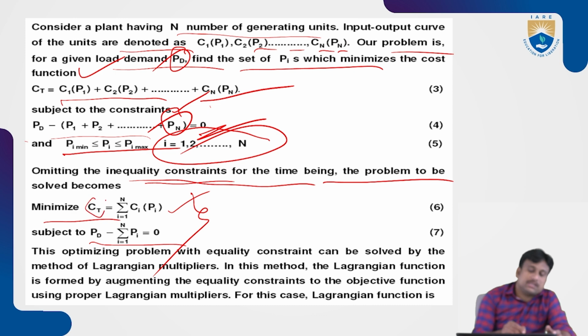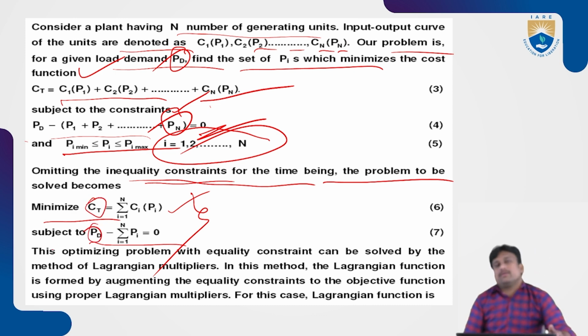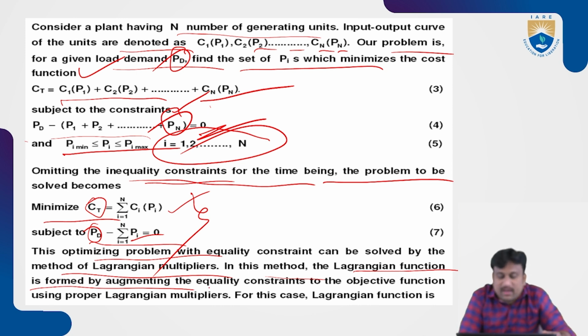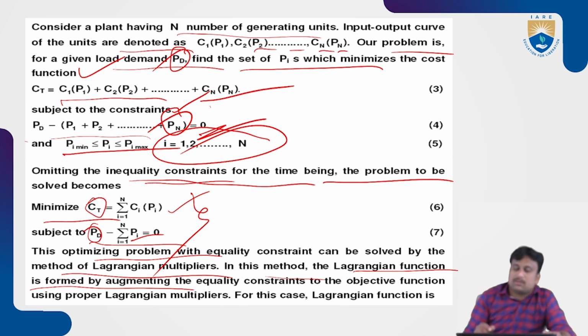We need to minimize this consideration, and we also make this load demand, which will be subtracted from this Pi, as it may change from i equals 1 up to n. This optimization problem with the equality constraint can be solved by the method of Lagrangian multipliers. In this method, the Lagrangian function is formed by augmenting the equality constraints to the objective function using proper Lagrangian multipliers.